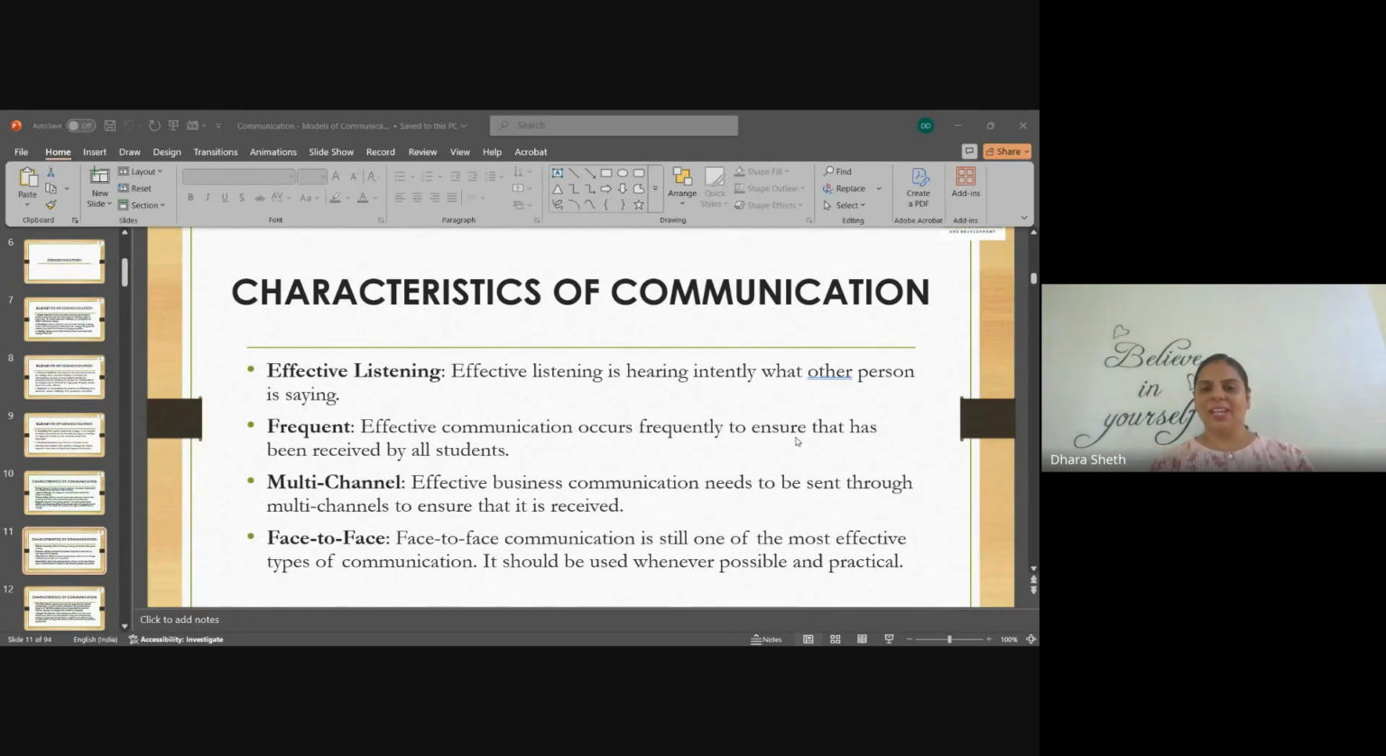When it comes to business communication, you put posters, flyers, ads on TV, ads on radio, emails, promotional material, all of this. So that is also multi-channel. And face-to-face communication is still one of the most effective types of communication. Whenever possible and practical, face-to-face communication trumps any other kind of communication. Even online, it is better to talk with your faces on, especially in video conferencing, or even in classrooms.